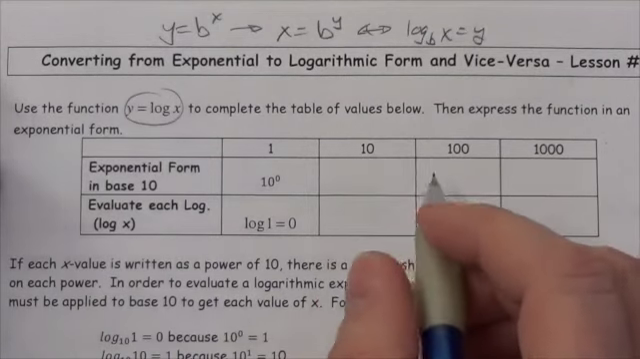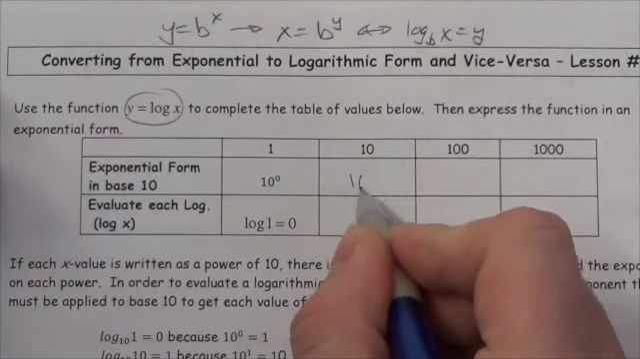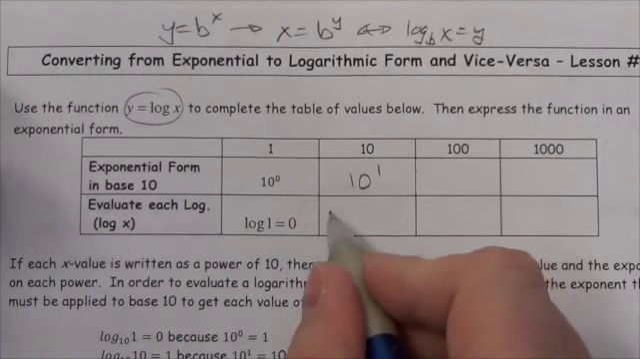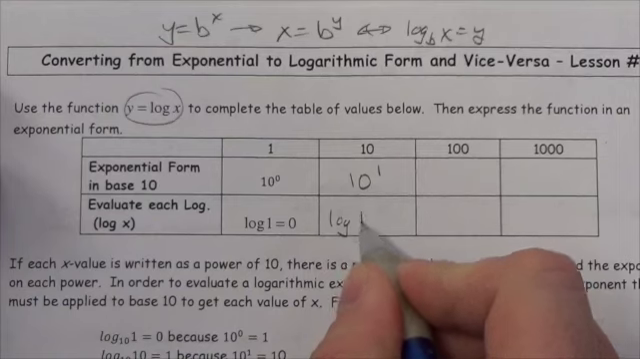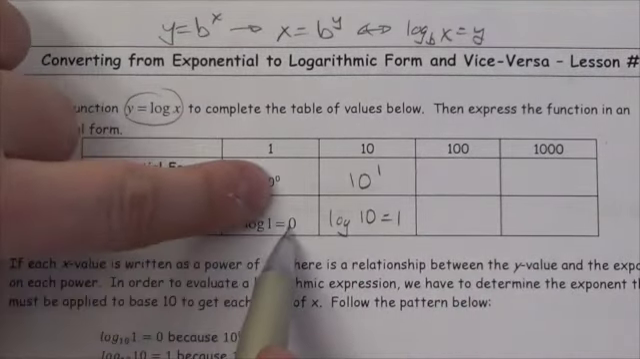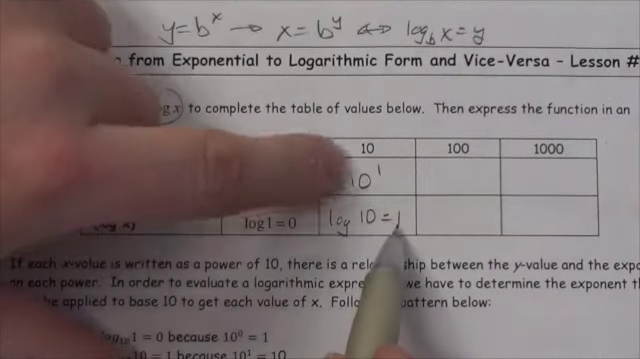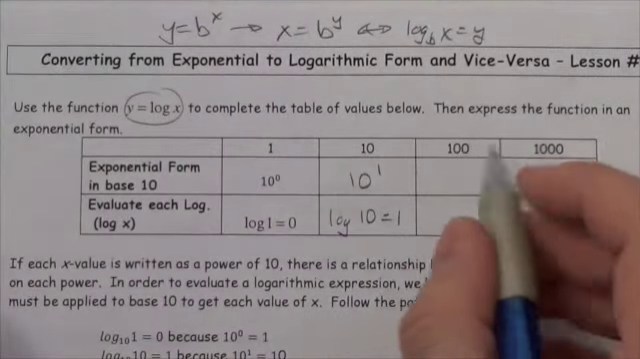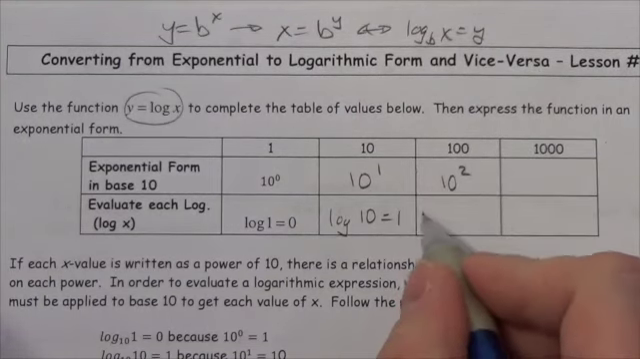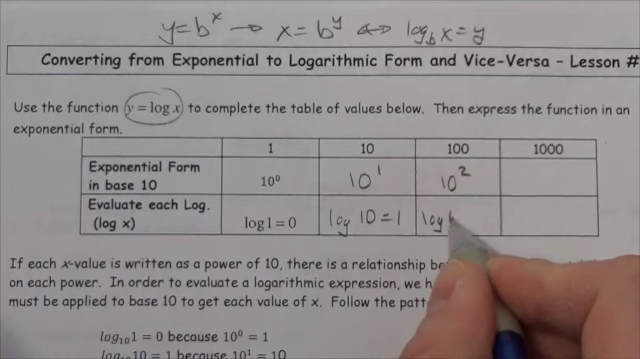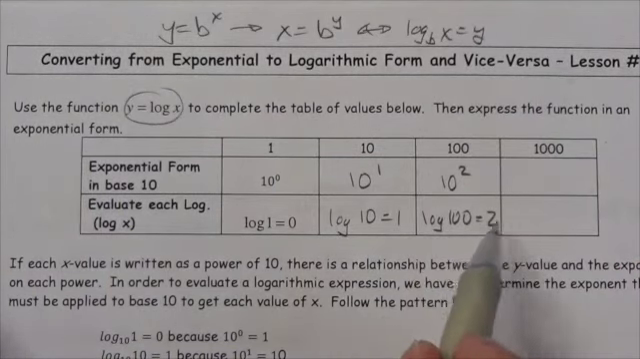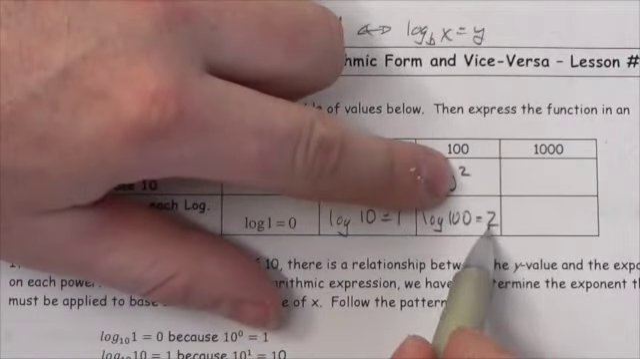So here, how do I get 10 out of that? Well, I make this 10 to the power of 1. And that means the common log base 10 of 10 is going to equal 1. Because remember, the logarithm is the exponent. The logarithm is the exponent. So here, 10 squared is 100. That's where I'm going to get 100 from. So this means the common log, the log base 10 of 100, is equal to 2. Because again, the logarithm is the exponent.